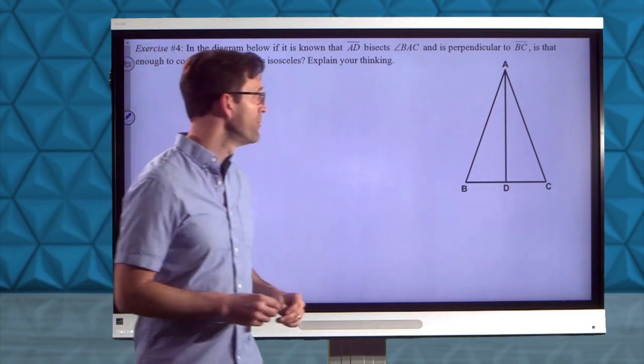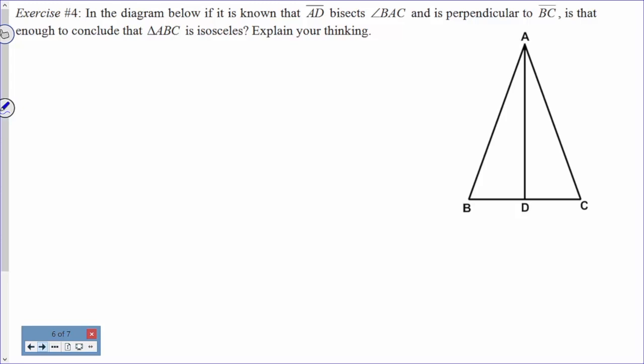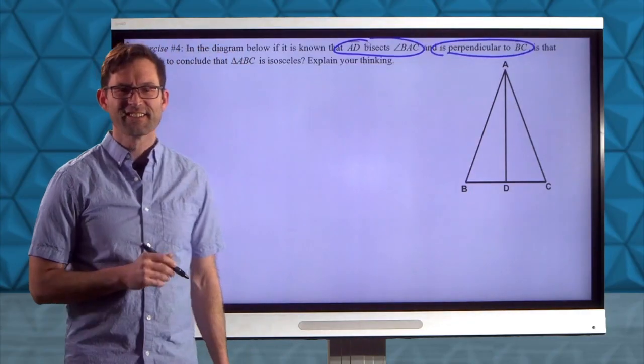Let's take a look at the last problem. In the diagram below, if it is known that AD bisects angle BAC and is perpendicular to BC, is that enough to conclude that triangle ABC is isosceles? Explain your thinking. All right, this is kind of cool.